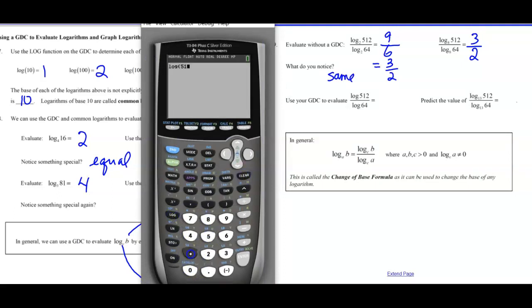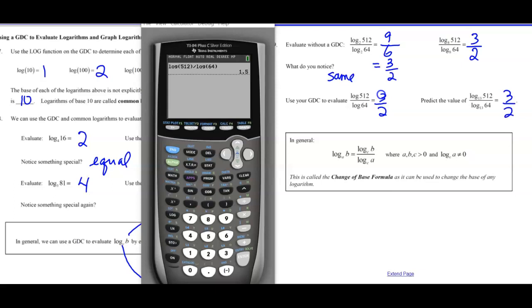Log 512, common log, divided by log of 64 gives 1.5, which is 3 over 2. So what do you think log of 512 over base 13 over log of 64 base 13 will be? 3 over 2. So we just changed the base. These bases were consistent within each, and the arguments were the same, so this will also be 3 over 2.